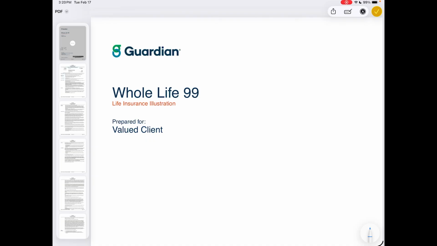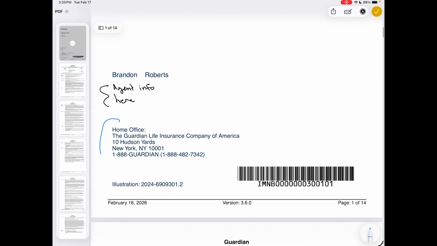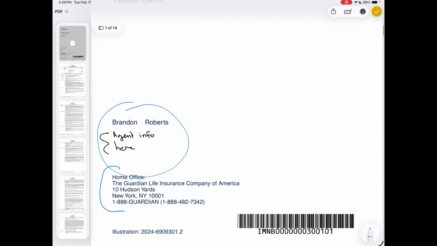Now, having said all that, let's look at some real illustrations so that we can walk through some of these components and give you a better understanding of how to actually read one of these documents. We have here in front of us a standard whole life illustration from an insurance company, and we note the insurance company's name. You'll also see down here information on the insurance company as well as where it's located. This section right here is where the agent information would fall.